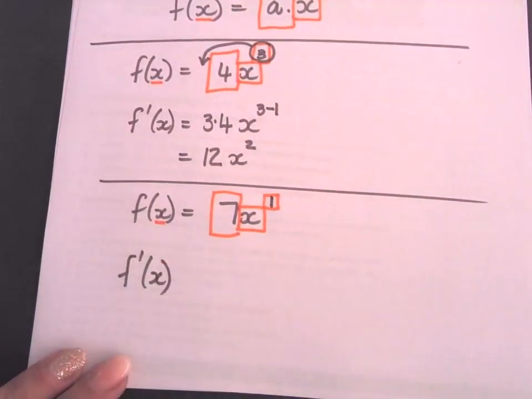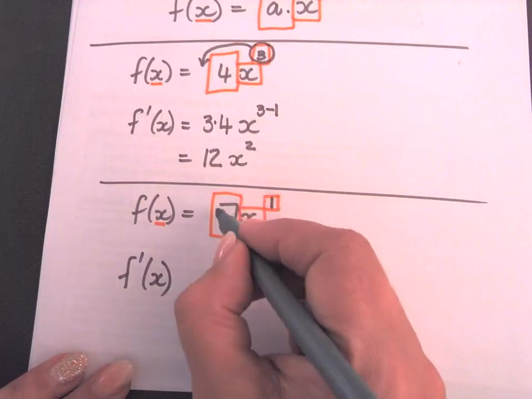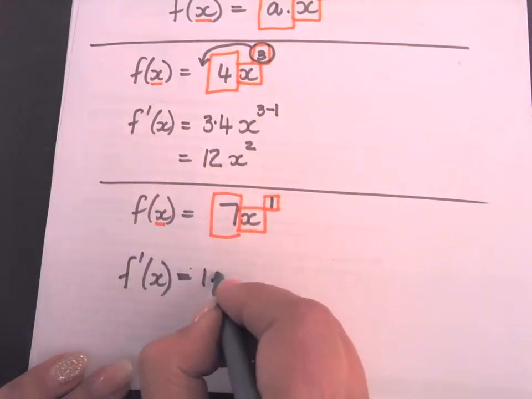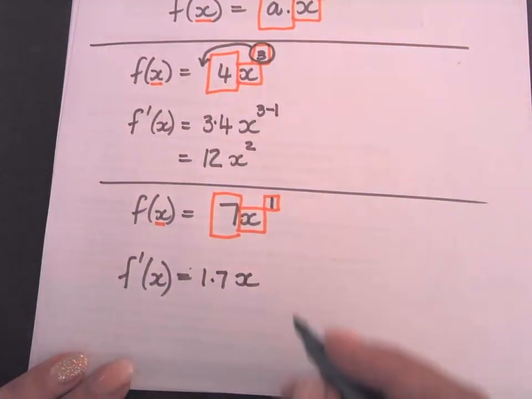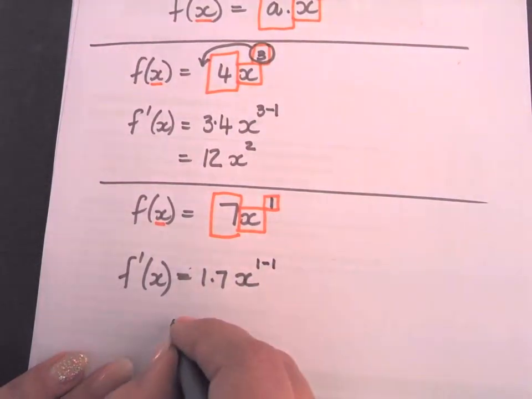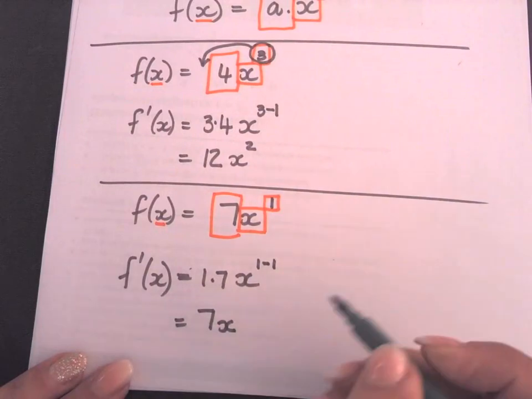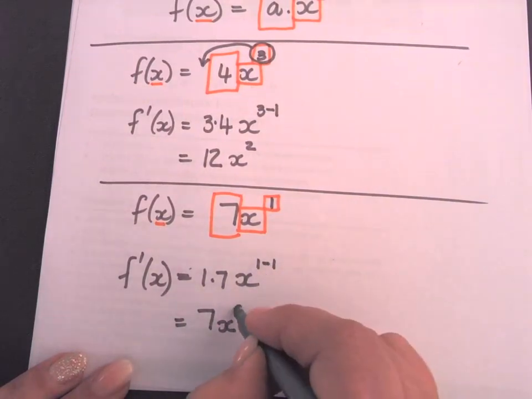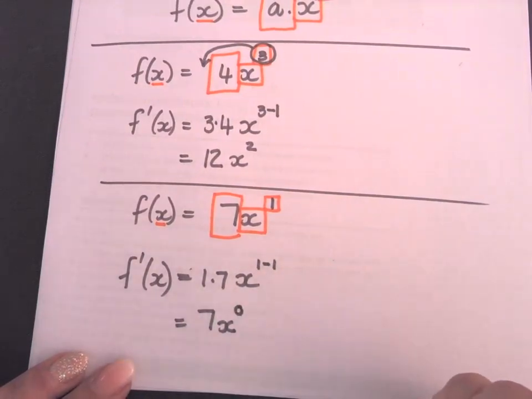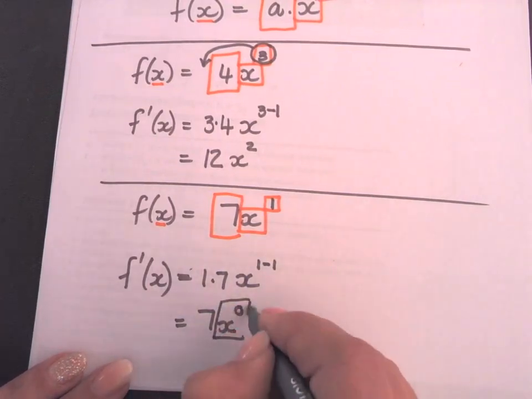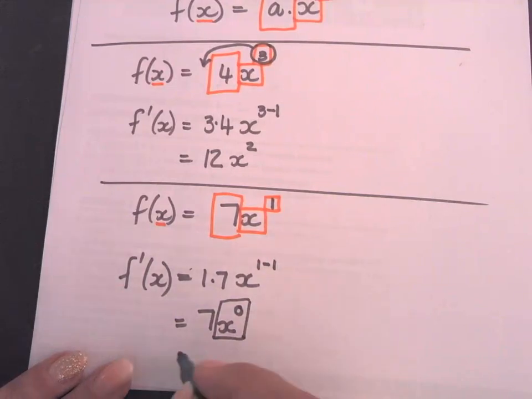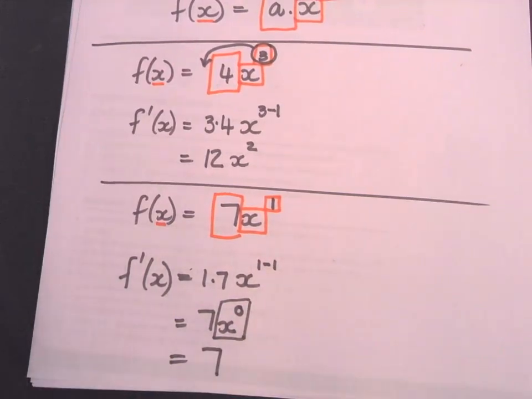So the first derivative will be, take the 1 to the front. It's 1 times 7, x to the power of 1 minus 1. 1 times 7 is 7. x, 1 minus 1 is 0. You have to write the 0, otherwise you're going to forget, because this simplifies to 1. And then we have 7 as an answer.